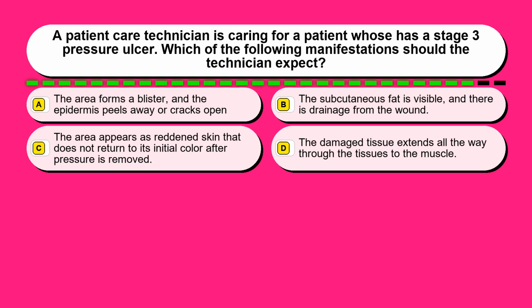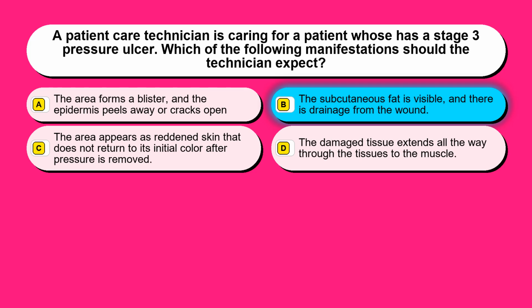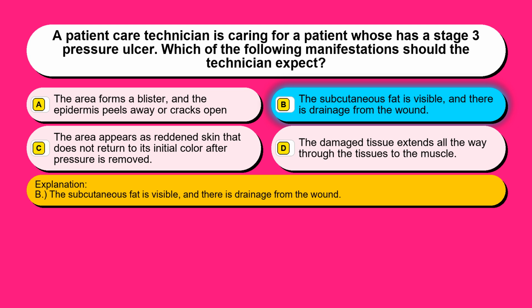Question 5. A patient care technician is caring for a patient who has a stage 3 pressure ulcer. Which of the following manifestations should the technician expect? Option A, the area forms a blister, and the epidermis peels away or cracks open. Option B, the subcutaneous fat is visible, and there is drainage from the wound. Option C, the area appears as reddened skin that does not return to its initial color after pressure is removed. Option D, the damaged tissue extends all the way through the tissues to the muscle. The correct answer is option B. The subcutaneous fat is visible, and there is drainage from the wound.